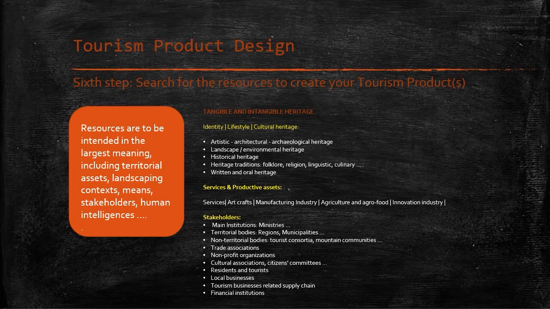landscape, environmental heritage, historical heritage, heritage traditions, folklore, religion, linguistic, culinary, written and oral heritage, services and productive assets, services, art crafts, manufacturing industry, agriculture and agro-food, innovation industry, stakeholders, main institutions, ministries, territorial bodies, regions, municipalities, non-territorial bodies, tourist consortia, mountain communities, trade associations, non-profit organizations, cultural associations, citizens committees. Residents and tourists, local businesses, tourism businesses related supply chain, financial institutions.